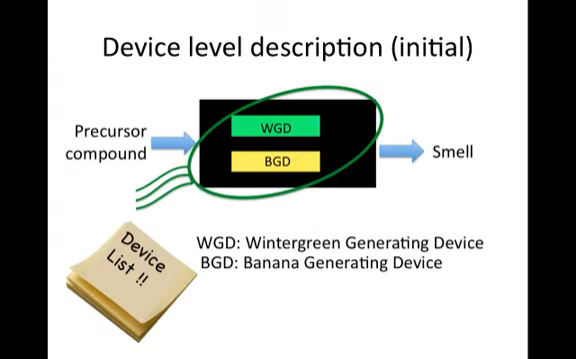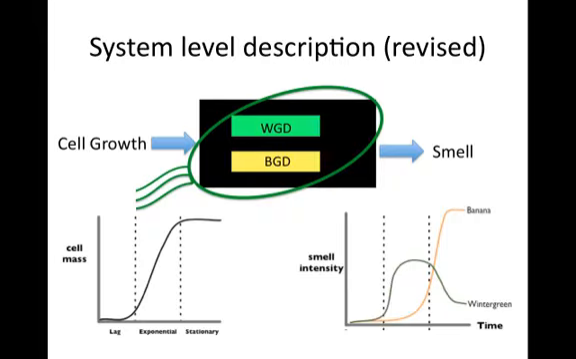And with these devices in place and their ideas starting to formalize, they realized that one way to really regulate this smell production that might be very interesting is that rather than have the smells produced when you finally add the precursor compound, have actually the different stages of cell growth regulate the smells that were produced.